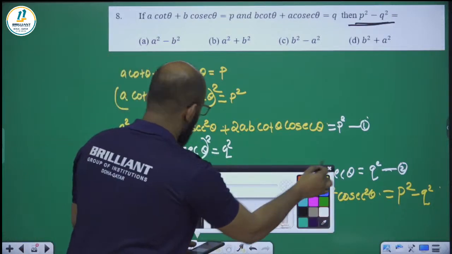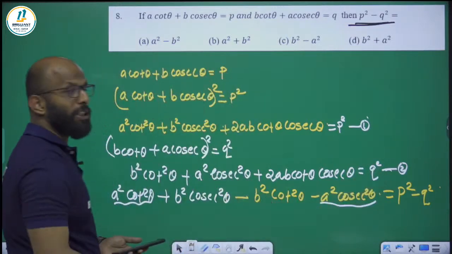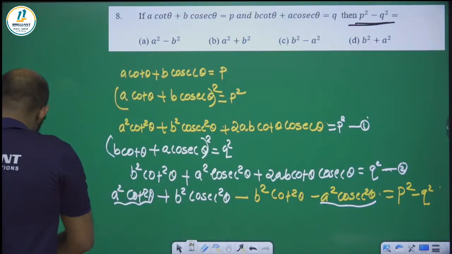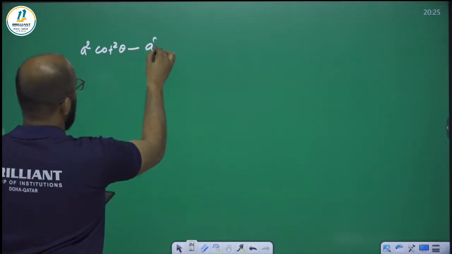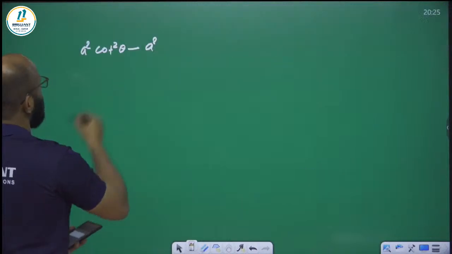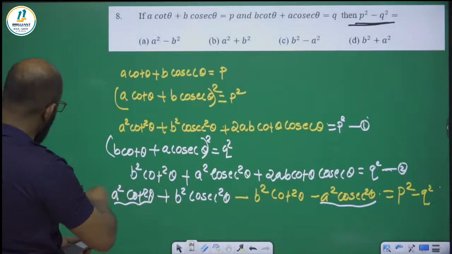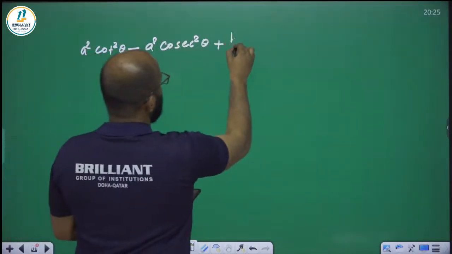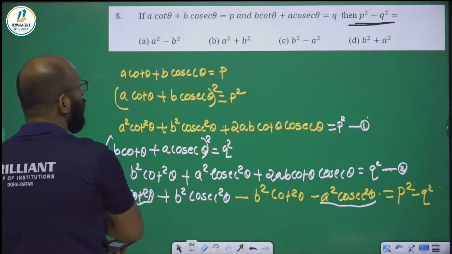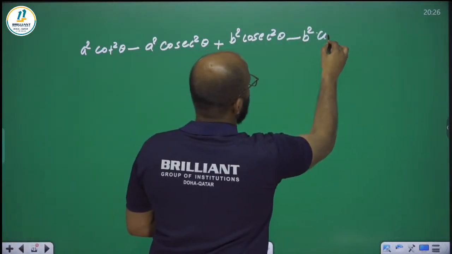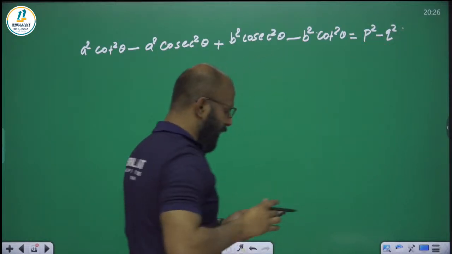Now we can arrange this one. A square cot square theta and the minus A square cosec square theta we can write together. I will add another page. A square cot square theta minus A square cosec square theta, plus B square cosec square theta minus B square cot square theta, which is equal to P square minus Q square.